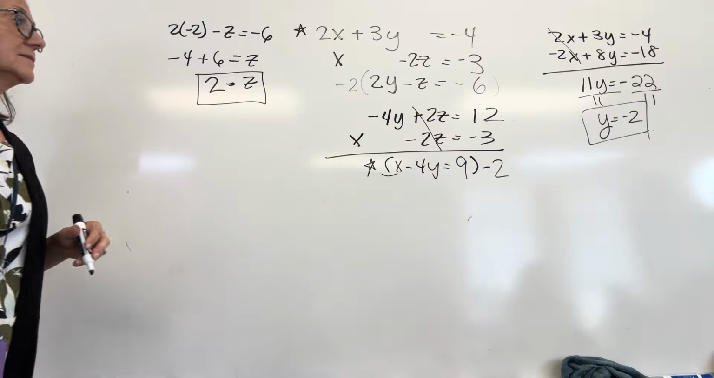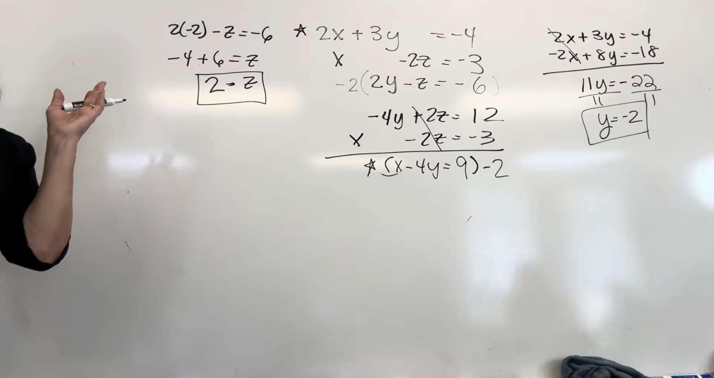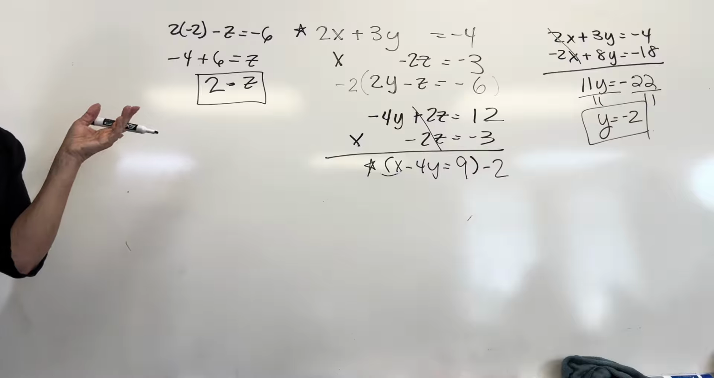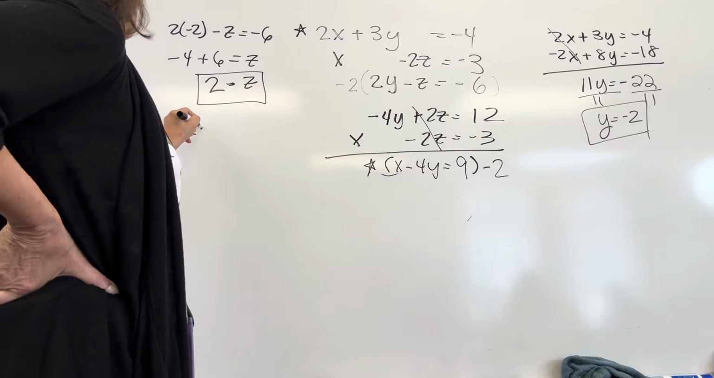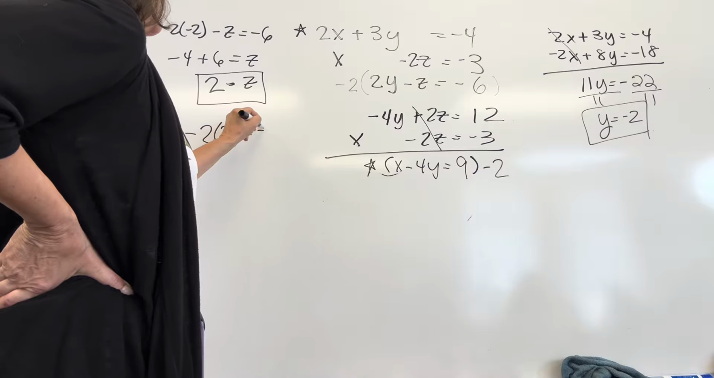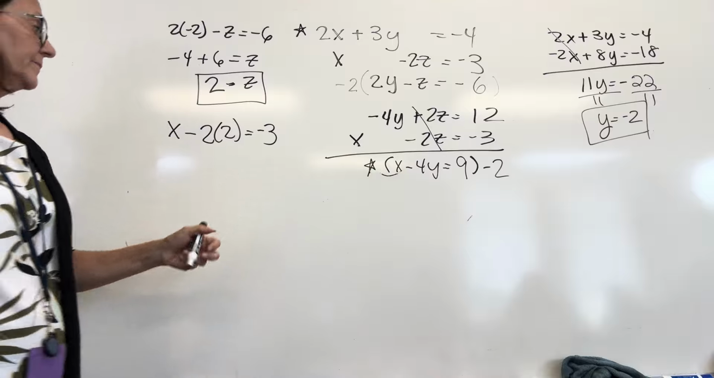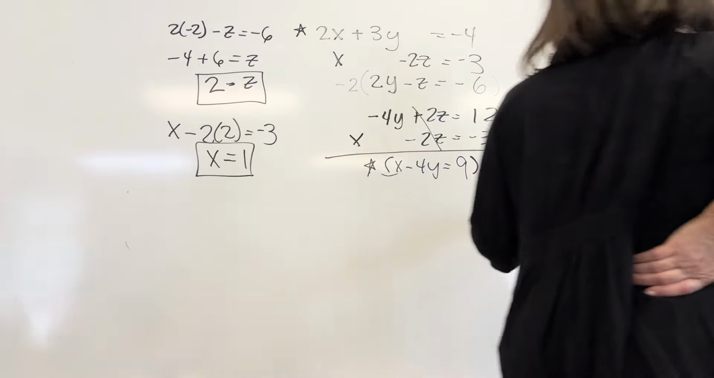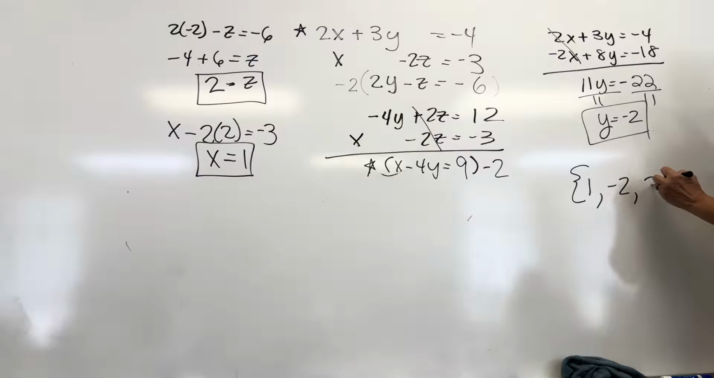Now we want x. Which equation do you want to use to solve for x? You want to use the first one? You could. I probably want to use the middle. Doesn't matter. I'm going to use the middle. X minus 2 times 2 is negative 3. That's 4. I'm going to add 4 to both sides, so x is 1. All right, so the solution is 1, negative 2, 2.